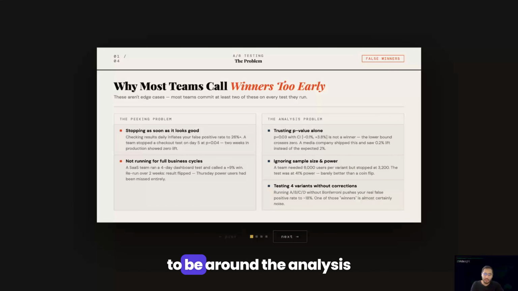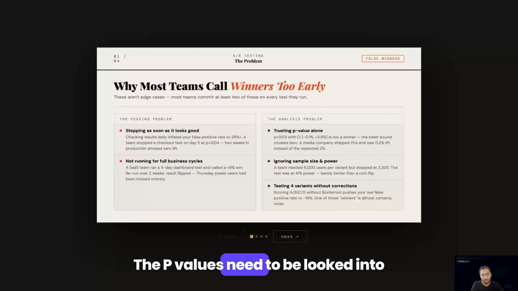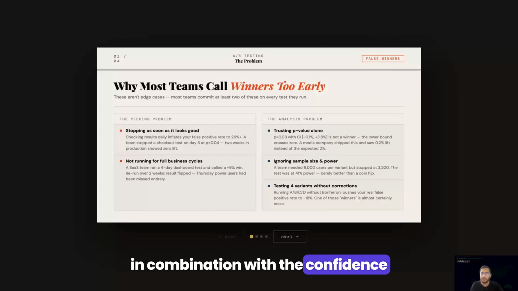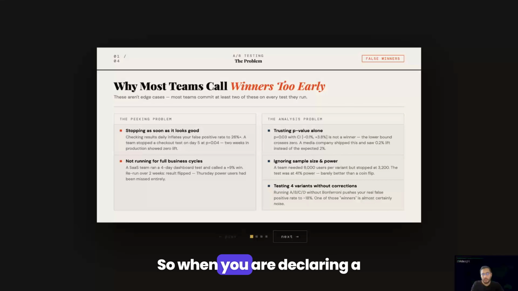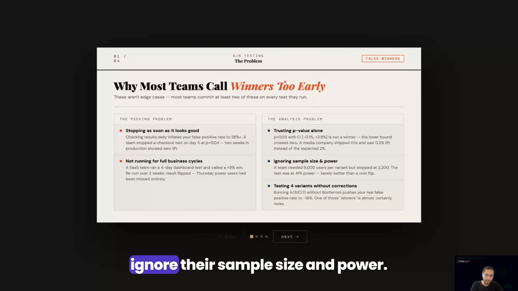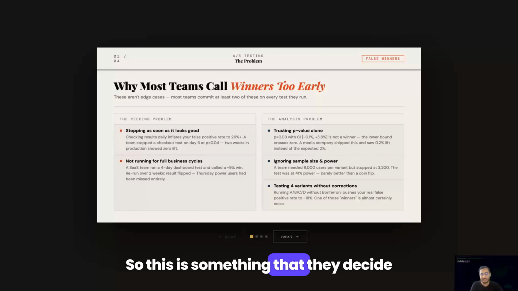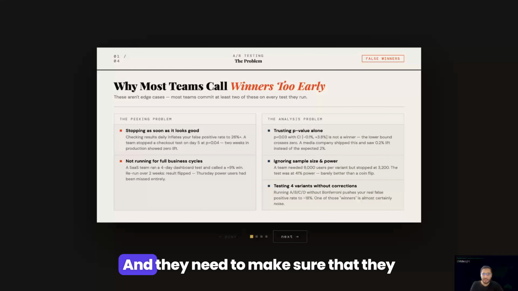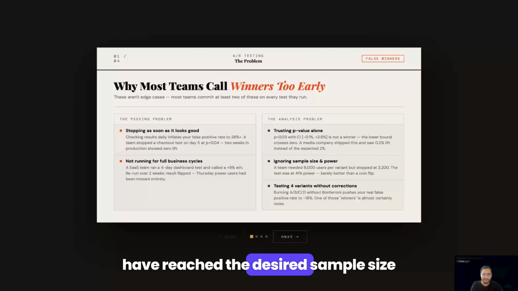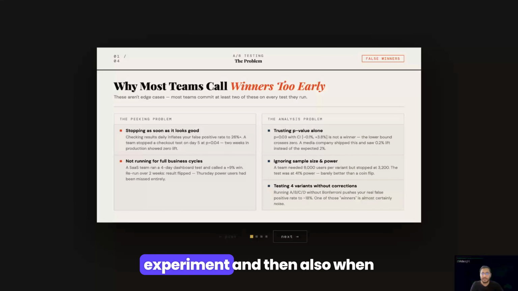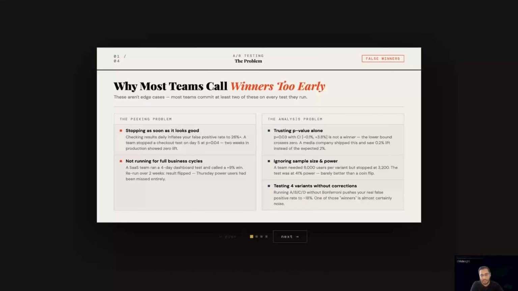The second problem is going to be around the analysis problem, and teams might be trusting their p-values alone. The p-values need to be looked at in combination with the confidence interval that you are seeing. So when you are declaring a winner, you need to make sure that your confidence interval is not crossing the 0 point so that you know whether the lift that you're seeing is going in a certain direction, along with the p-values. A lot of the times teams also ignore their sample size and power. So this is something that they decide before they start the experiment, and they need to make sure that they have reached the desired sample size when they're running their experiment and then also when they're evaluating these results.